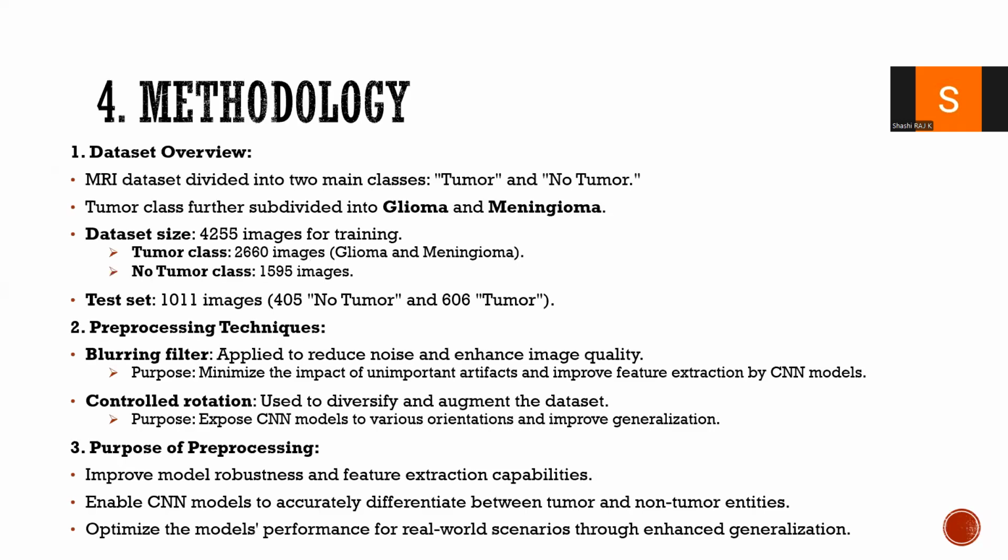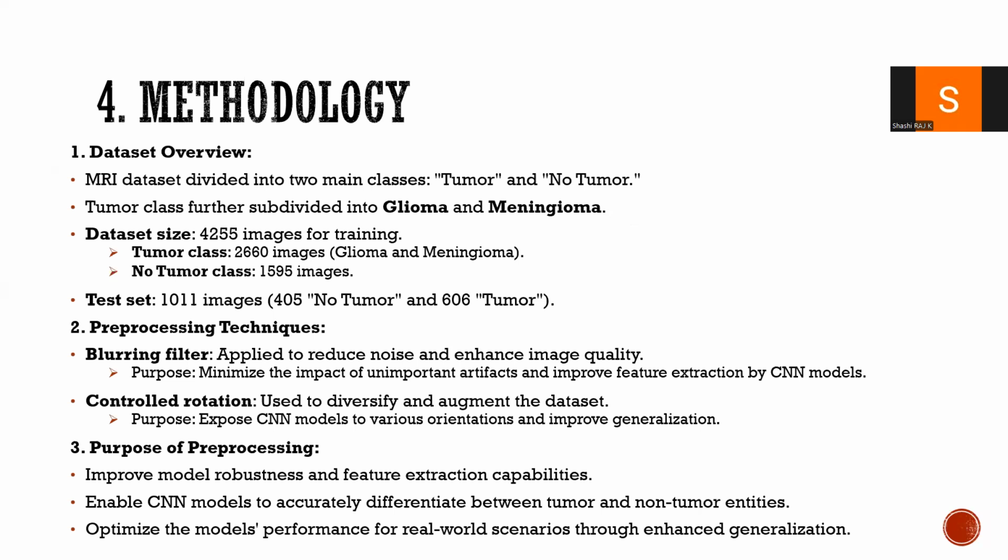Based on these objectives, these are the methodologies that have been set. The first one is the dataset overview. In this dataset overview, the MRI dataset is divided into two main classes, tumor and non-tumor. Tumor classes are further subdivided into glioma and meningioma. Data sizes are 4255 images for training.